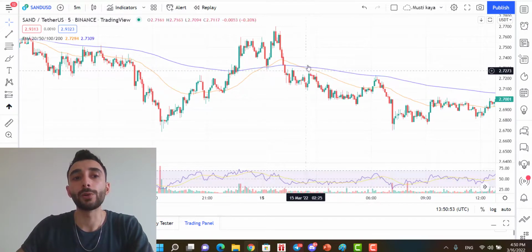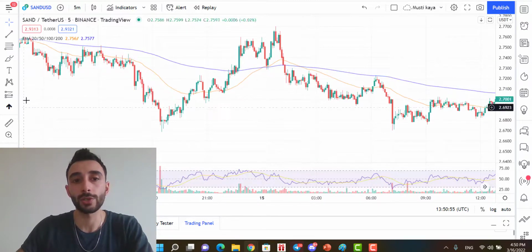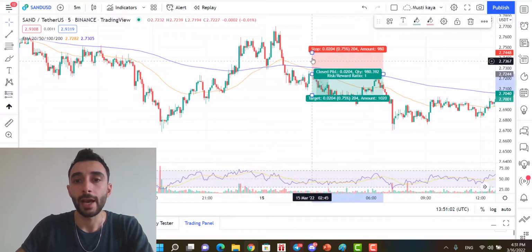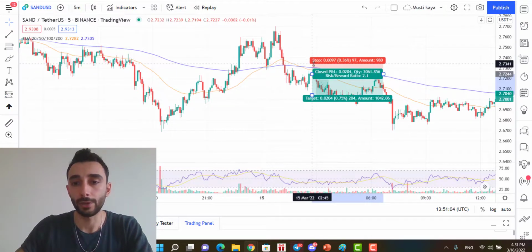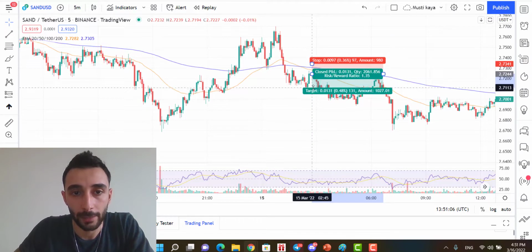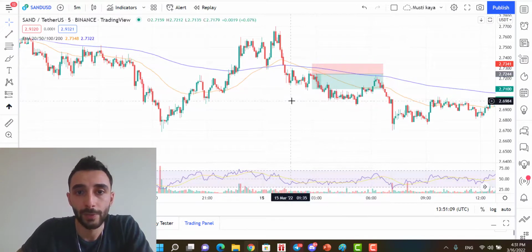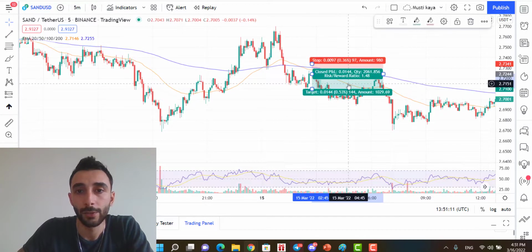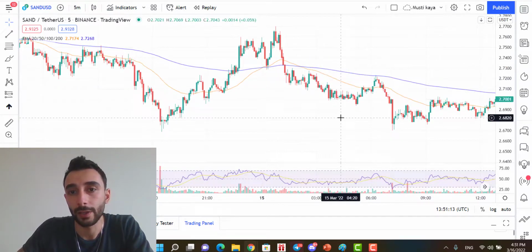Now what if we want to look for a short position? For a short position, we are going to look for exactly the opposite. The opposite is when we have a 200 EMA crossing the 50 EMA. So we have it right here. All right, let me zoom in on this for you. We have this exactly right here. We have the 200 EMA crossing the 50 EMA.